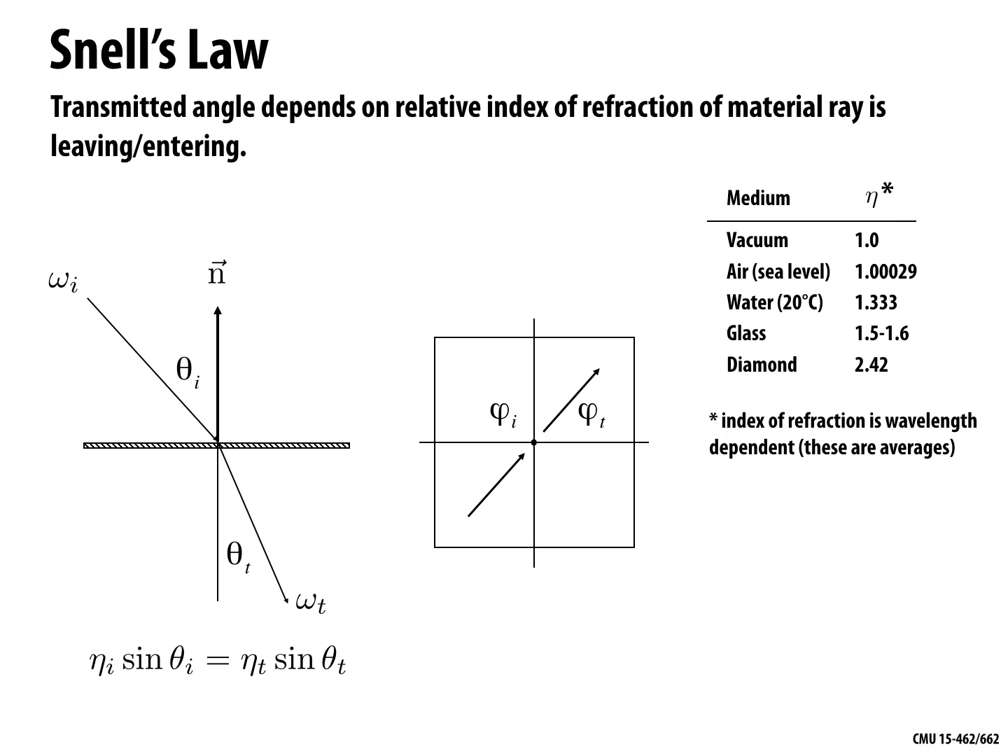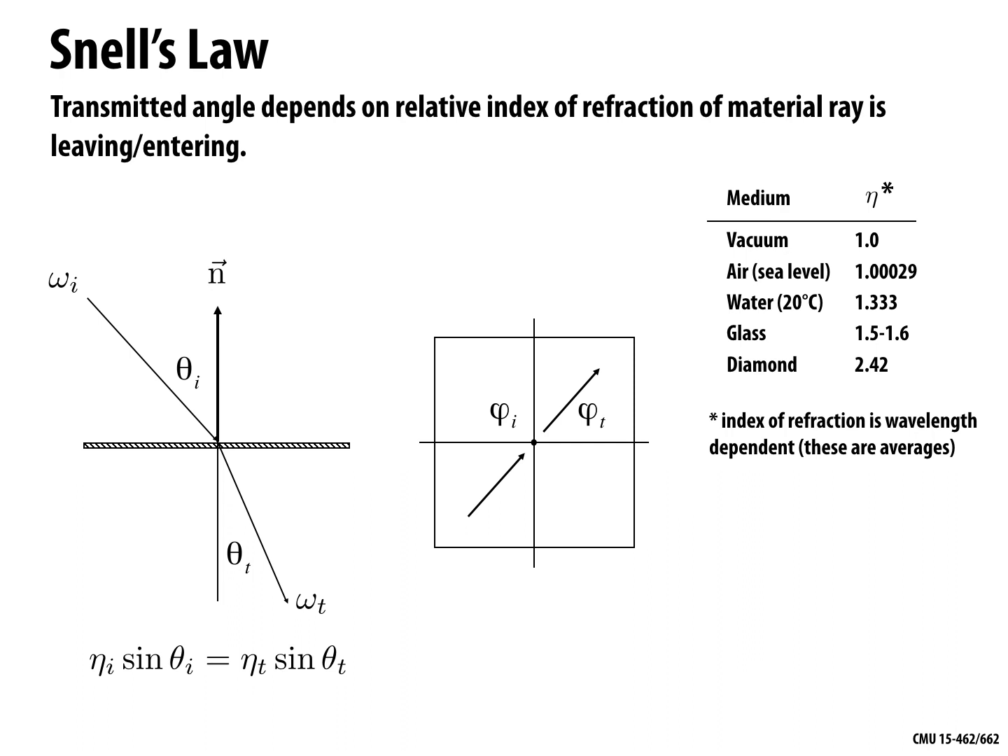In this case, the new direction can be determined by what's called Snell's law, which you might have seen in your physics class. The transmitted angle depends on the relative index of refraction of the materials the ray is entering or leaving. So basically, different materials have different densities. Air is not as dense as water, right? And so as I go from one medium into the other, I get this refraction event. You can see on the right here the index of refraction for different materials.